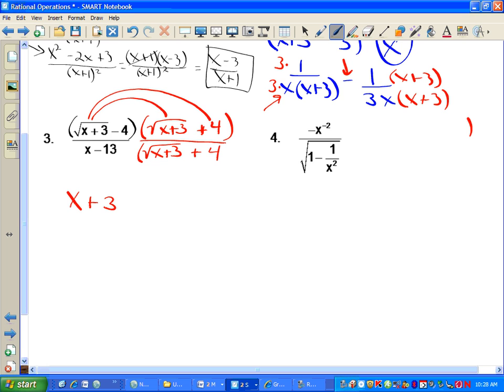So here we go. Square root of x plus 3 times 4 is positive 4 square roots of x plus 3. The insides here are going to give us negative 4 square roots of x plus 3. So they're going to cancel. And then the last will give me negative 16. Look how nice that is. The bottom, you don't need to distribute at the moment. So we're going to end up with this one being x minus 13 over the square root of x plus 3 plus 4.